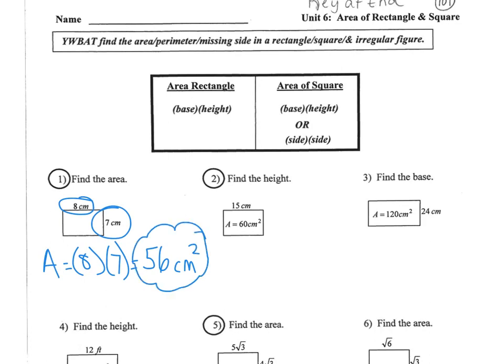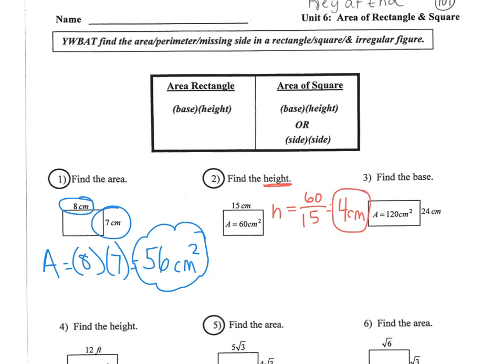If you don't feel like printing this out, just copy the problem. Let's go to our next one. We have another rectangle. Now we need to find the height. The formula is that the area is base times height. So you can do it this way: the height is the area, which is 60, divided by the base 15, and that'll give you 4 centimeters for the height.